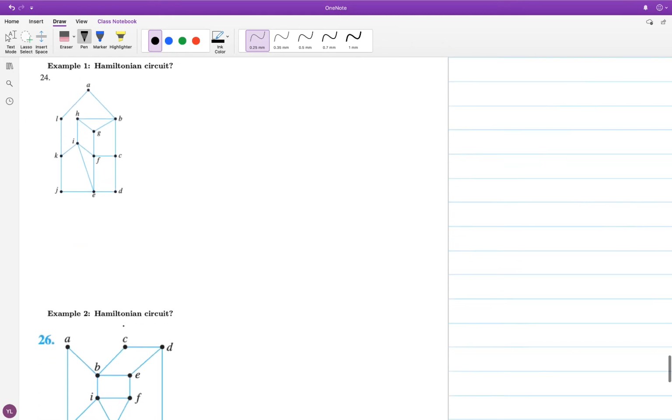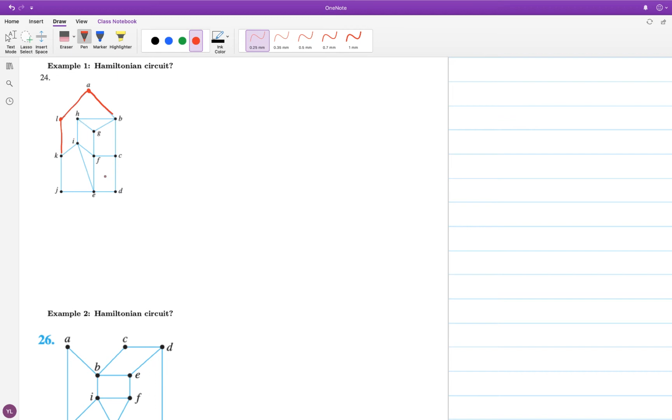So let's take a look at this graph here. Sometimes you just have to stare at it for a while and figure out if it's got a circuit or not. If this graph is going to have a Hamiltonian circuit, it's got to visit the vertex A, and since there are only 2 edges attached to A, they're going to have to be part of that Hamiltonian circuit, right? And same with L. L only has 2 edges. I've got to visit L, so I'm going to have to use both of those edges.